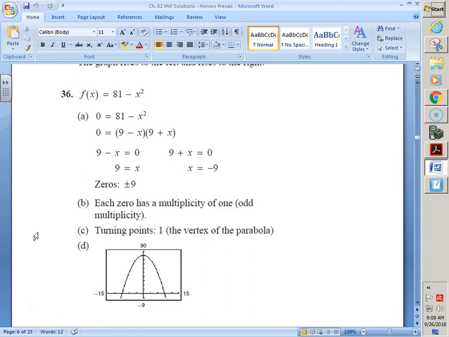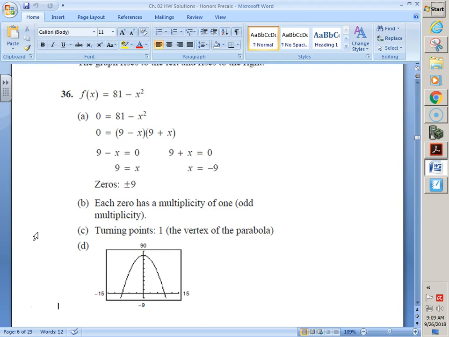And do you guys see how the graph crosses through at each of those zeros with multiplicities of 1? Oh, it doesn't bounce off, though. Yeah, it doesn't bounce off. It crosses through. There's only one turning point. That's the maximum, and we can see it as we graph it.